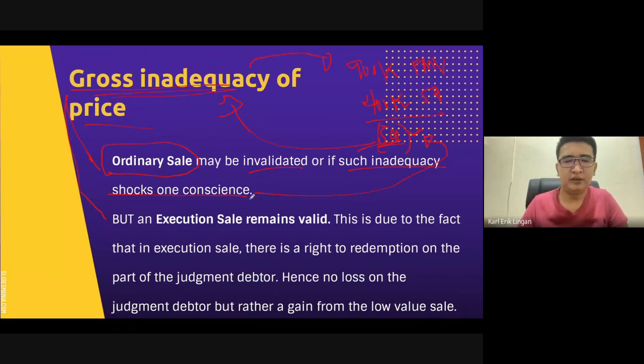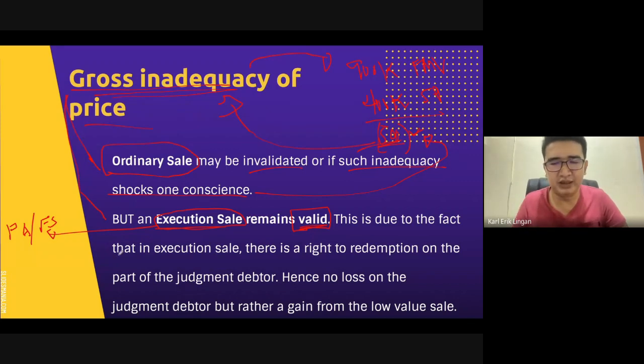Okay? But, for an execution sale, it will remain to be valid. Sir, bakit? Ano bang difference ng execution sale sa ordinary sale? Ang execution sale kasi, or public auction, or foreclosure sale. Alam niyo yung nagbebenta ng mga properties tapos bibidding, ganun siya. Okay? Ganun siya binibenta. This is due to the fact that in execution sale, there is a right to redemption on the part of the judgment debtor. But may judgment debtor.